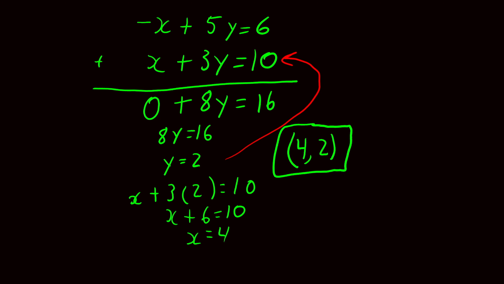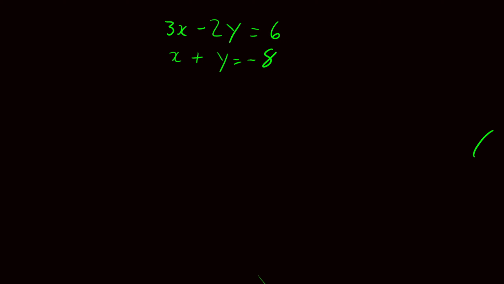It's going to get harder, so I'll show you the next one. Okay. This one is a little bit harder. Why? Because we can't just add down. Nothing cancels. 3x plus x is 4x, and negative 2y plus y is just negative y. That doesn't give us 0. We need them to add down and equal 0. How do we do that?